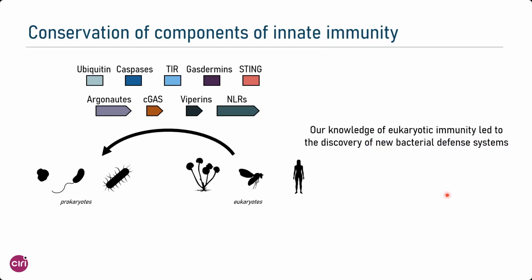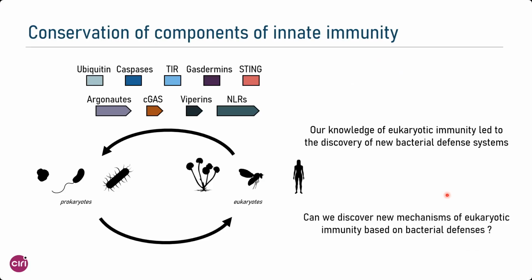And so, as I said, so far our knowledge of eukaryotic immunity led to the discovery of new bacterial defense systems. But we're starting to realize that we've discovered multiple new defense systems against phages in prokaryotes. So why not try to actually do the opposite?